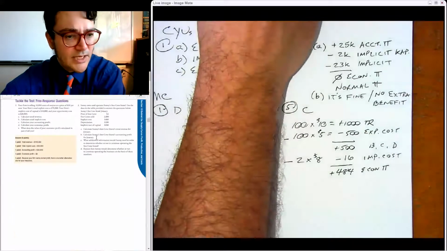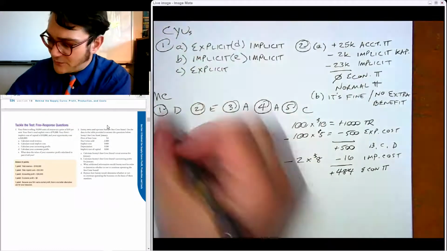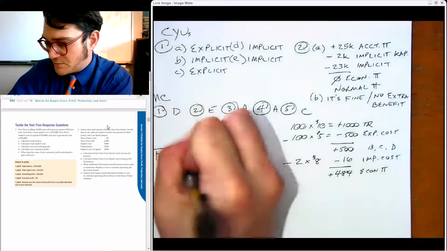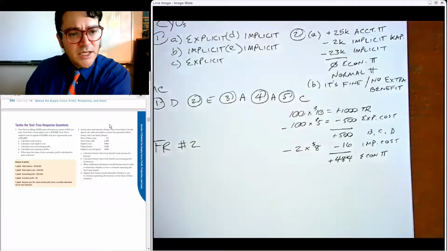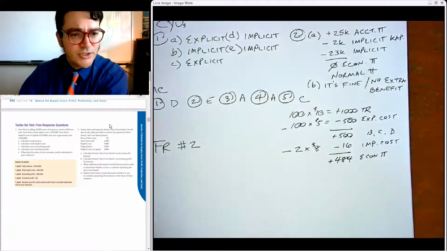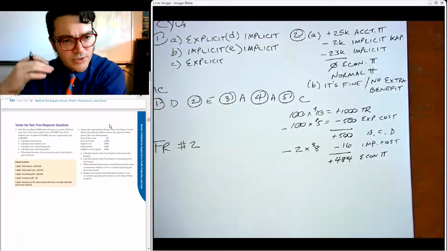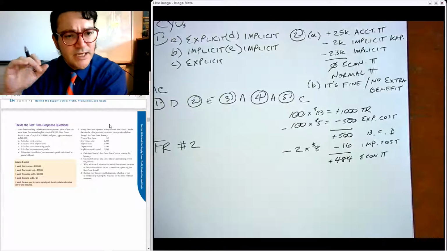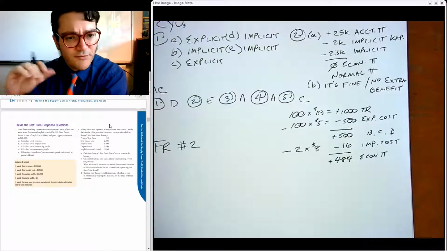Okay, now let's take a look at the second tackle the test free response. Free response number 2. Sunny owns and operates a snow cone stand. Use the data to answer the question. Sunny snow cones, price, number sold, explicit, depreciation, implicit. A: Calculate the snow cone stand's total revenue for January.